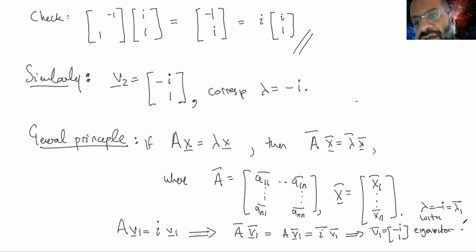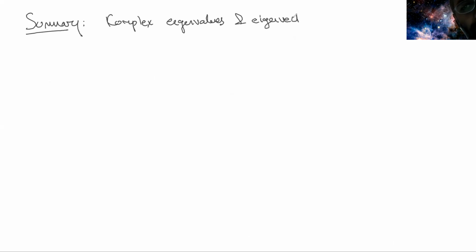Okay, so this is a way to save work, right? If you find one of the eigenvectors, you automatically get the other one just by taking a conjugate. So the summary is: eigenvectors come in conjugate pairs.